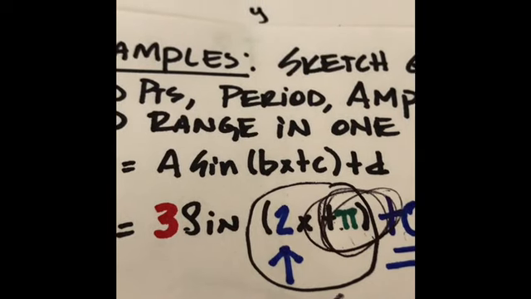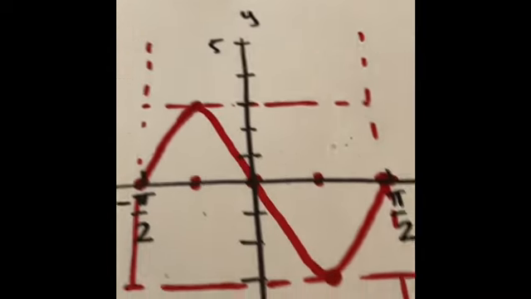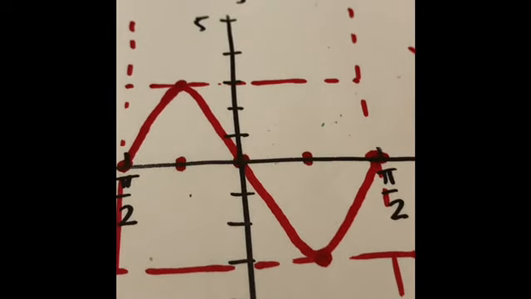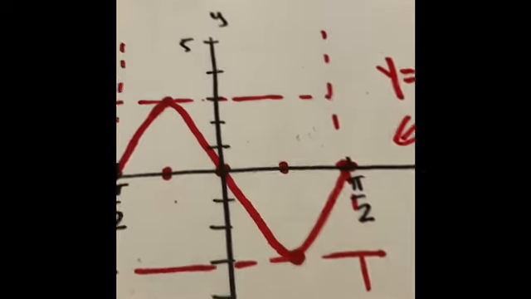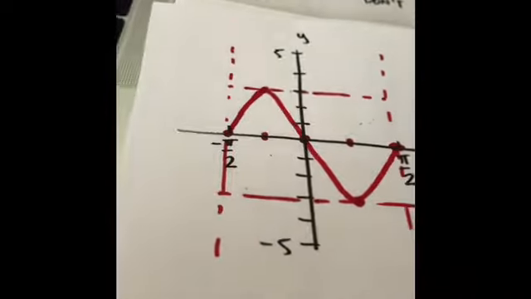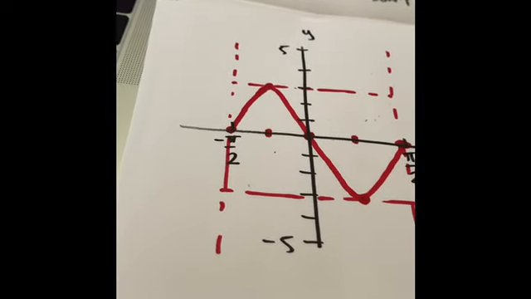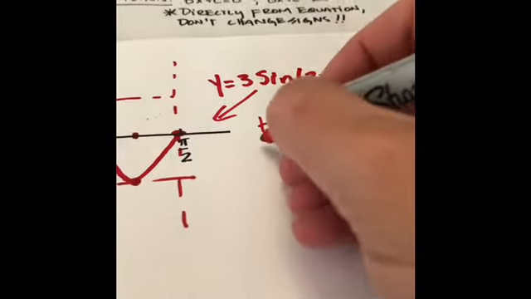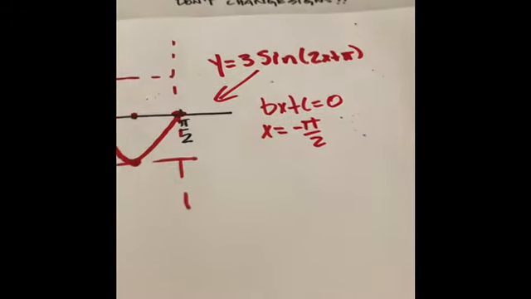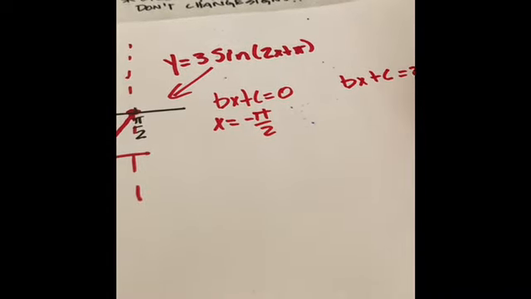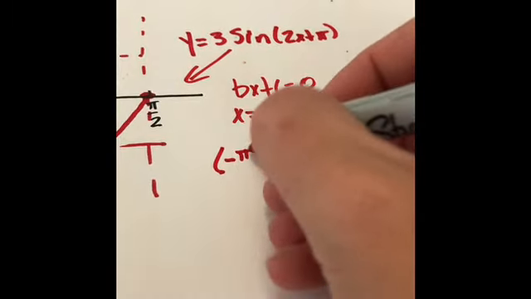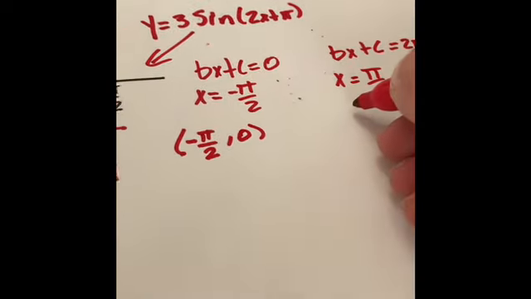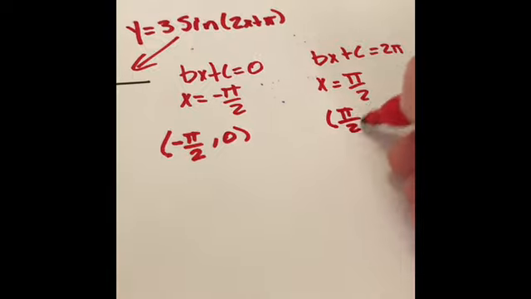That was my original problem. So y is equal to 3 sine of 2x plus pi. This is the graph that represents it. Now let's finish getting the information. Let's remember that from bx plus c equals 0, I obtained that x was equal to minus pi over 2, and that from bx plus c equals 2 pi, I obtained that x was equal to pi over 2. So in terms of coordinates, my first coordinate is minus pi over 2 comma 0, and the last coordinate or endpoint would be pi over 2 comma 0.